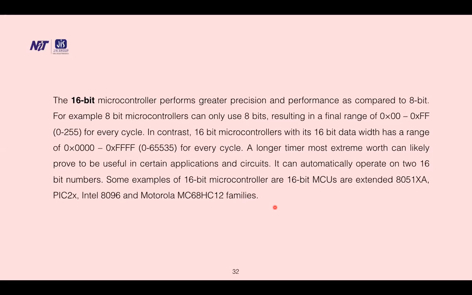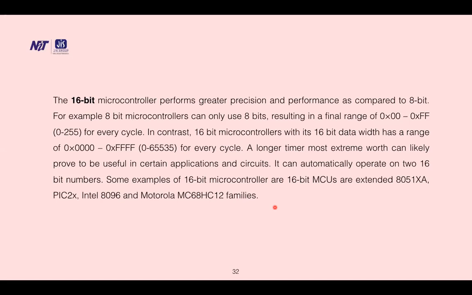The 16-bit microcontroller performs with greater precision and performance as compared to 8-bit. For example, an 8-bit microcontroller can only use 8 bits, resulting in a range of 0x00 to 0xFF, that is 0 to 255 for every cycle. In contrast, 16-bit microcontrollers with 16-bit data width have a range of 0x0000 to 0xFFFF, that is 0 to 65535 for every cycle memory location. A larger maximum value can prove to be useful in certain applications and circuits.